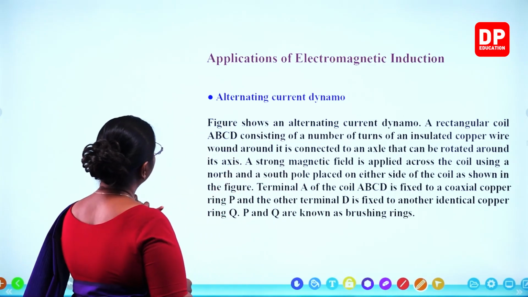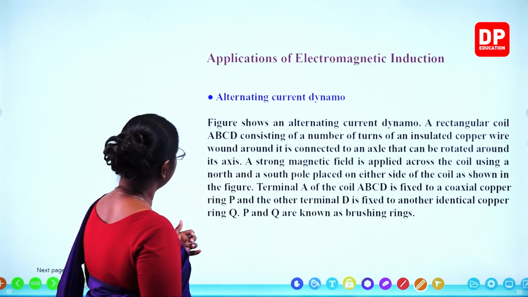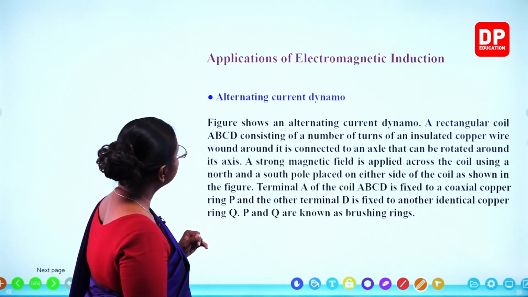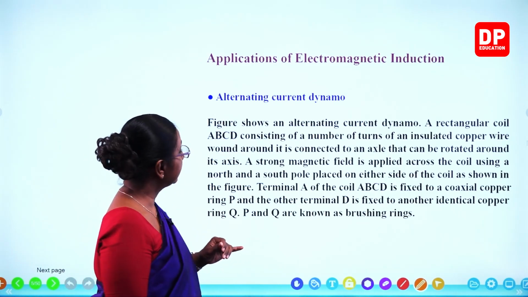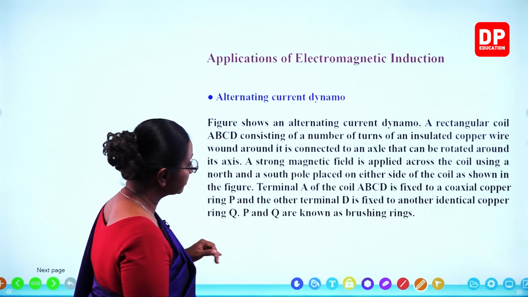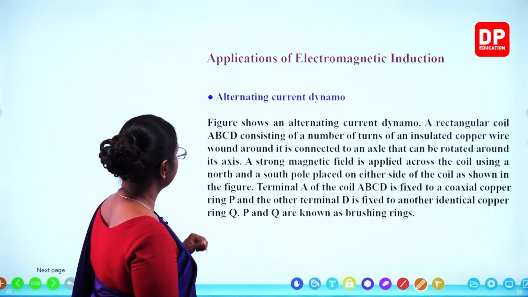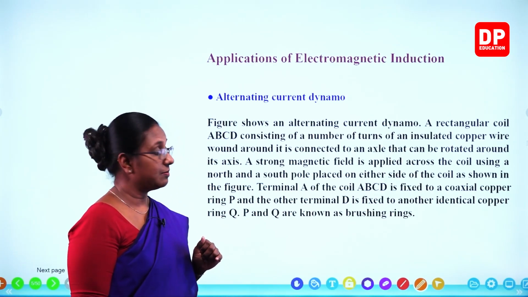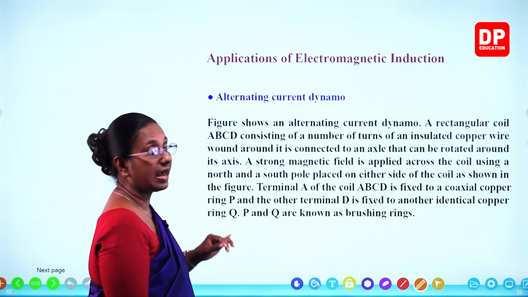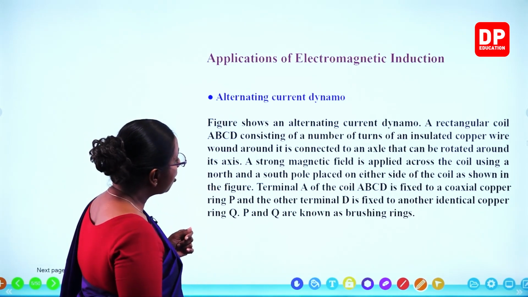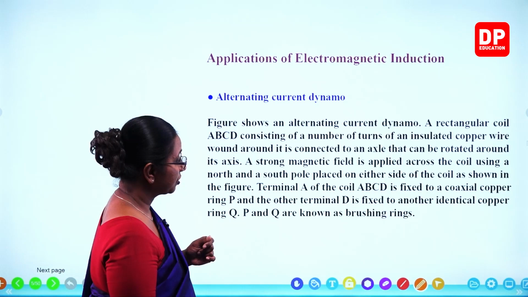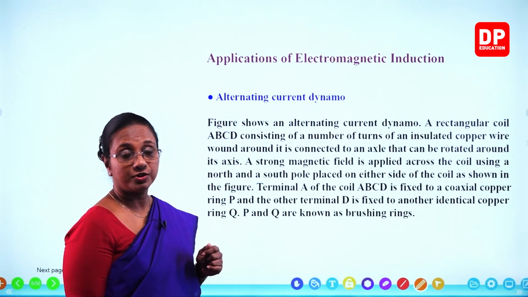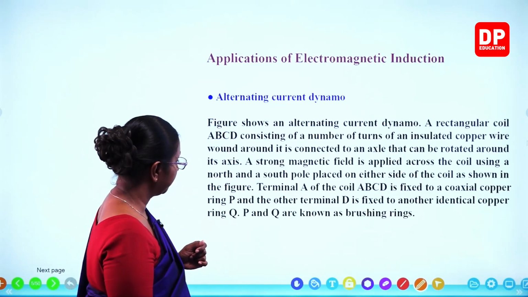So now if we look at it, alternating current dynamo, figure shows an alternating current dynamo. A rectangular coil ABCD consisting of a number of turns of an insulated copper wire wound around it is connected to an axle that can be rotated around its axis. A strong magnetic field is applied across the coil using a north and a south pole placed on either side of the coil as shown in the figure.